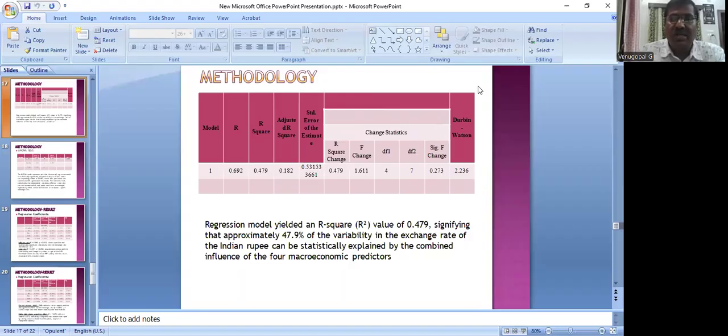The regression model yielded an R square value of 0.479, which is approximately 50%. So it says statistically the influence of the economic factors we considered here is more on the exchange rate of the Indian rupee.